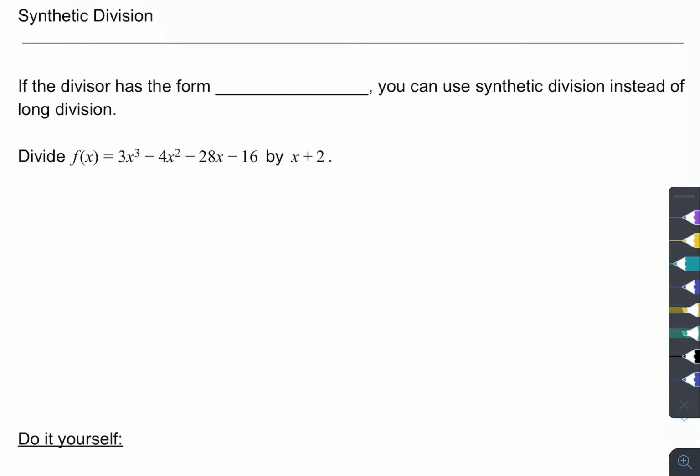Okay, so synthetic division. If the divisor has the form x minus h, then you can use synthetic division instead of long division. So basically it can't have an x squared in it; this has to be an exponent of 1, and h is a constant. Examples of that would be 3x plus 1, x minus 2, 2x plus 8. Those all count.